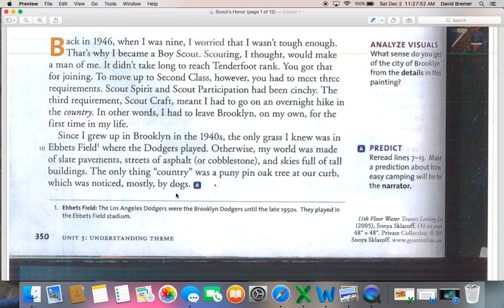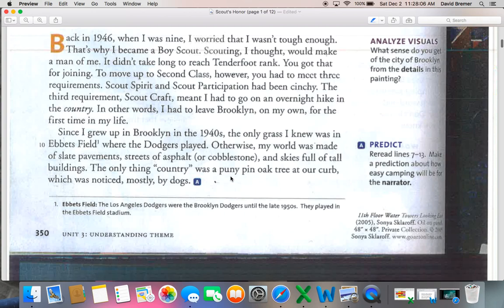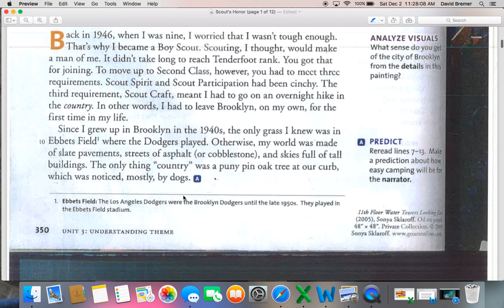So they're living in New York City, and Brooklyn's a part of that. Back in the 40s, the Los Angeles Dodgers didn't exist, but the Brooklyn Dodgers did. And this boy, the only thing country he sees is this itty bitty tree that basically is peed on by dogs.